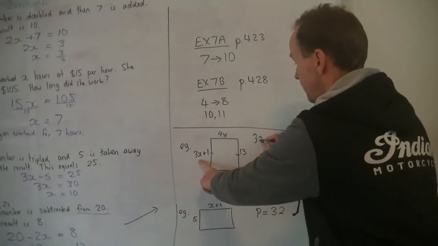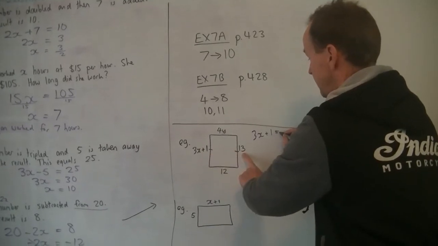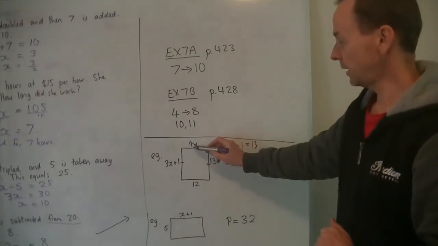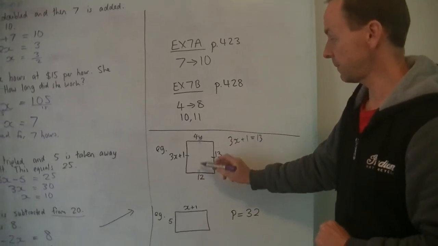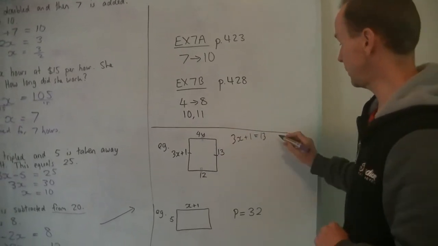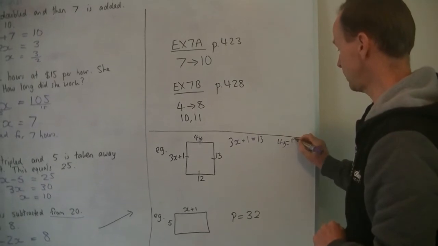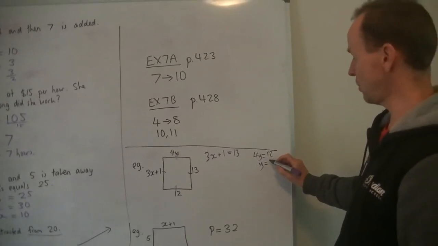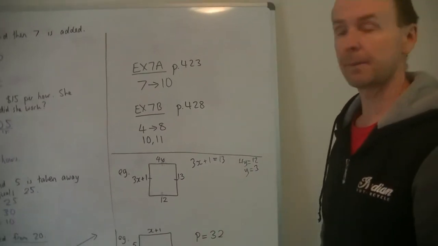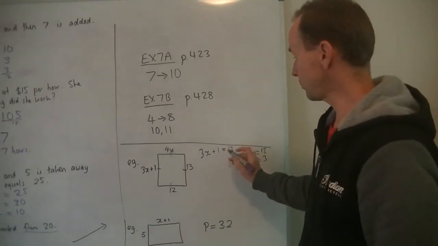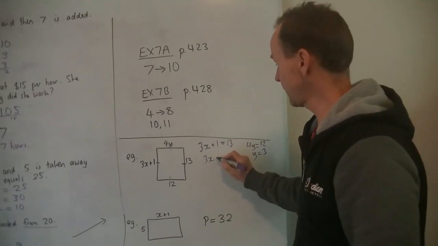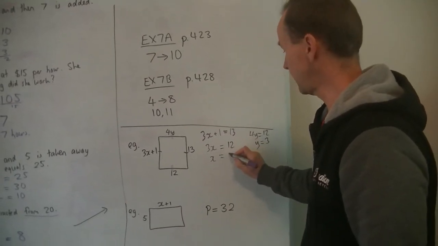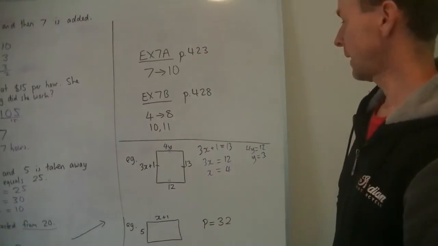We can say 3x plus 1 is equal to 13. And then we can solve it. And again, we know this one here is the same as that one. So 4y is equal to 12. This one's easy to solve. Divide both sides by 4 and you get y is equal to 3. This one, minus 1 from both sides. So we get 3x equals 12. Divide by 3 and you get x equals 4. That's how you do it.